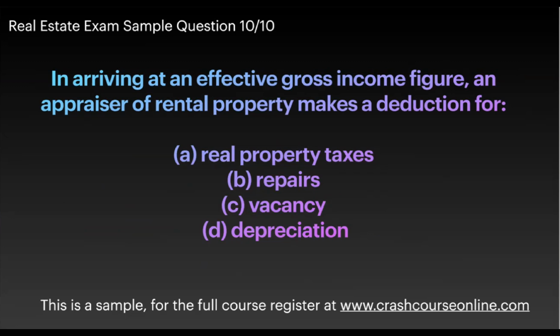So now that we have that backstory, let's look at the question again. It says, in arriving at an effective gross income figure, an appraiser of rental property makes a deduction for what? So to get to effective gross income, we start with potential gross income, subtract out answer choice C, our vacancy, and we get effective gross income. Now, property taxes and repairs are going to come off of effective gross income to get us net operating income, but that's not what this question asks. This question says simply to get to effective gross income, we start with potential gross income, subtract out our vacancy, answer choice C, and we get to effective gross income.